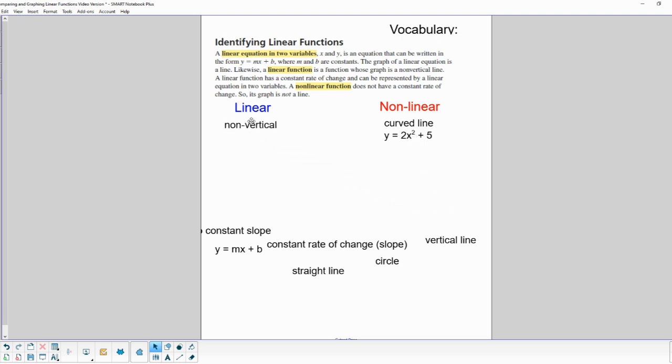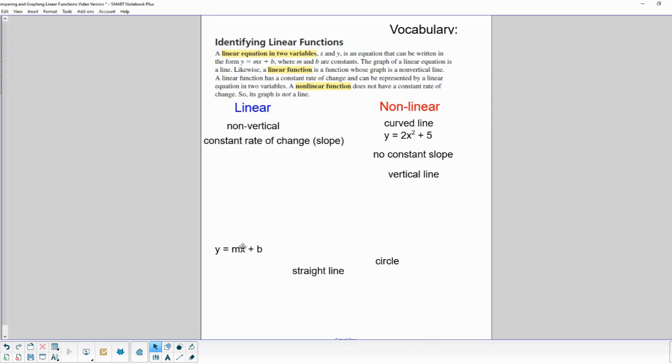Okay, a linear can't be a vertical straight line. A nonlinear doesn't have a constant slope. The slope is changing. Nonlinear is also a vertical line. Constant rate of change, y equals mx plus b. It's a straight line, and a circle would classify as a nonlinear function.